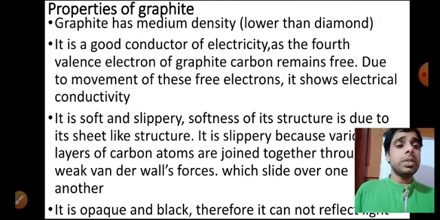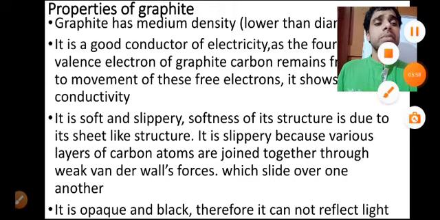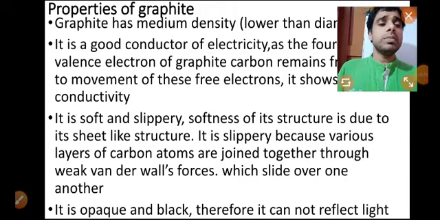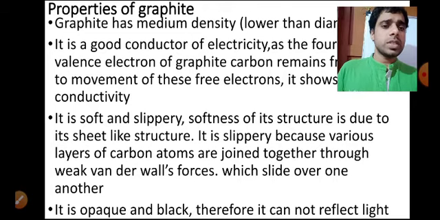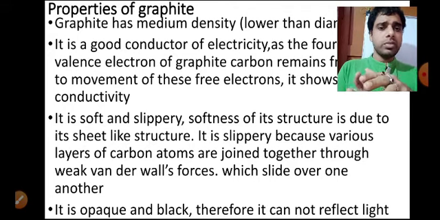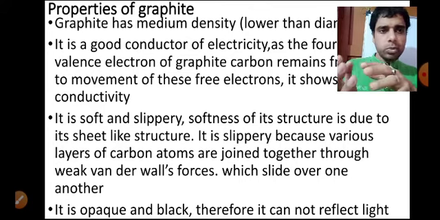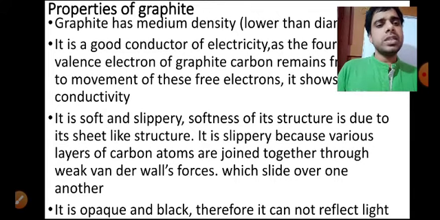It is soft and slippery. What is the reason for the soft and slippery nature? You can see the soft and slippery nature is due to the sheet-like structure. It is slippery because various layers of carbon atoms are joined together through weak van der Waals forces. Weak means they can slide over one another, so that's why it is slippery.